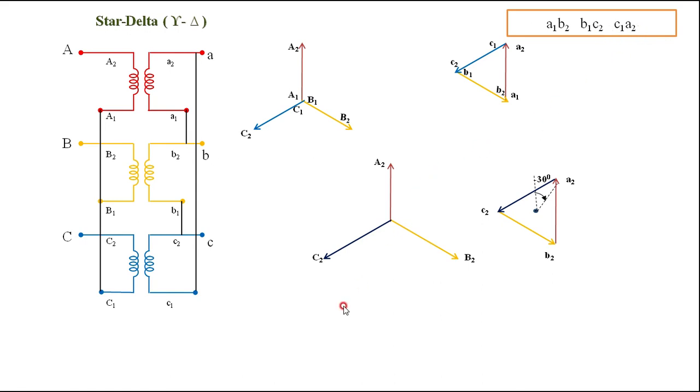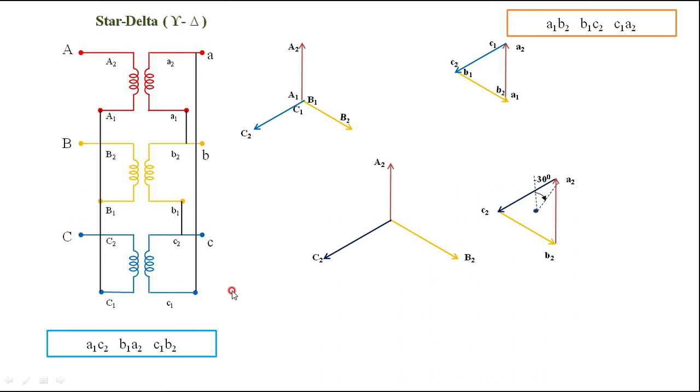Then you will look into the possibility of the delta connection in the secondary. The second possibility of connecting the delta is A1 C2, B1 A2, C1 B2. How are we connecting this using the delta connection in the secondary? Just you have to look into it.